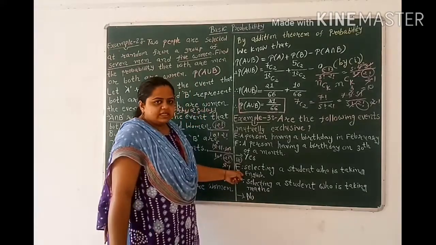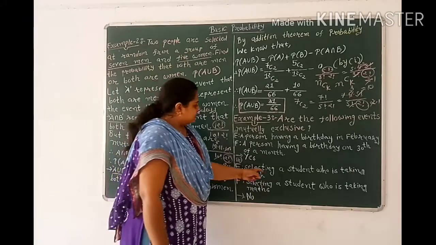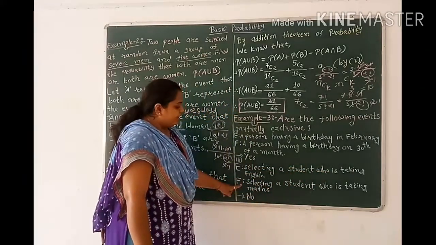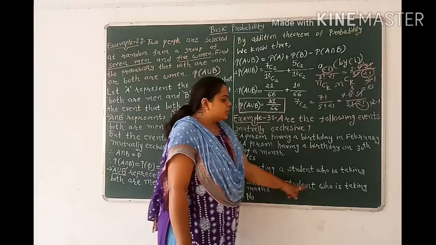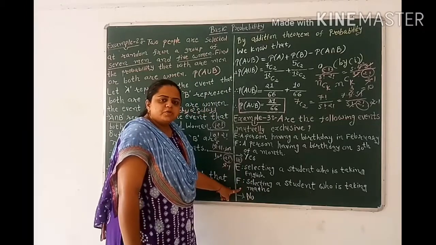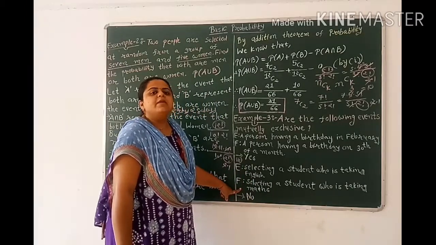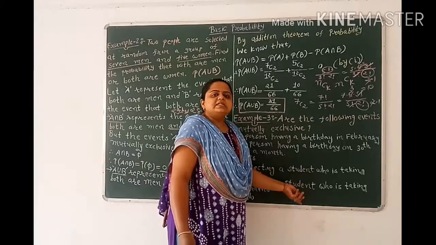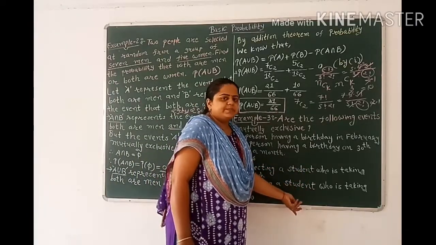Now the second one is, event E is selecting a student who is taking English, and event F is selecting a student who is taking maths. They are not mutually exclusive events because a student who is taking English can also take maths.